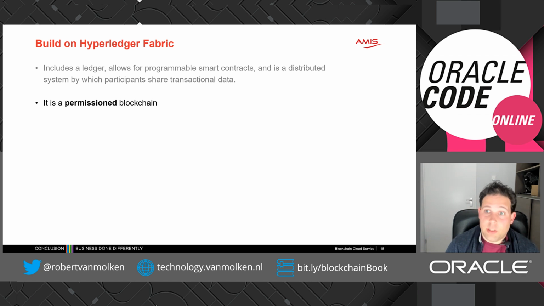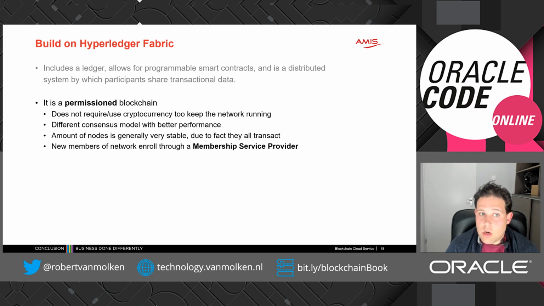Hyperledger Fabric is a permissioned blockchain, so this means that you need to have a user account on it to even make calls to a smart contract. It does not require or use cryptocurrency to keep the network running. It uses a different consensus model with better performance. It's a voting system, so it doesn't do any mathematical equations.